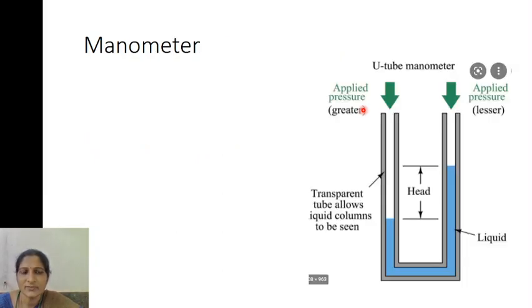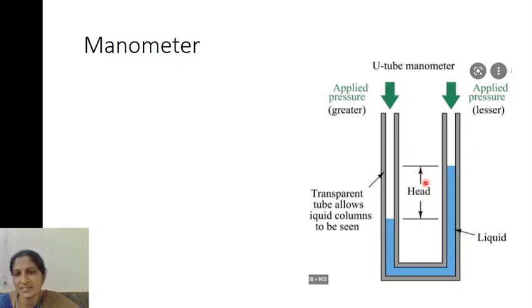Coming to the first one, the manometer. Here, the manometer consists of a U-shaped tube. So this is the U-shaped tube. In this tube there is a liquid filled. On one side there will be atmospheric pressure and on the other side there will be the pressure which you need to measure. Because of the pressure, on one side there is more liquid and on the other side there is less liquid. So that means there is a difference in the levels of the liquid.